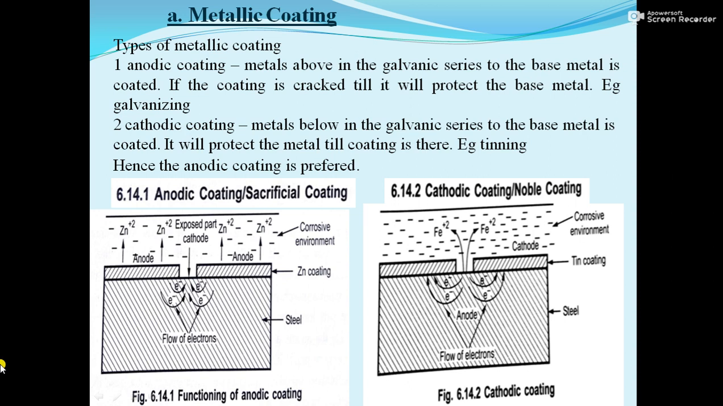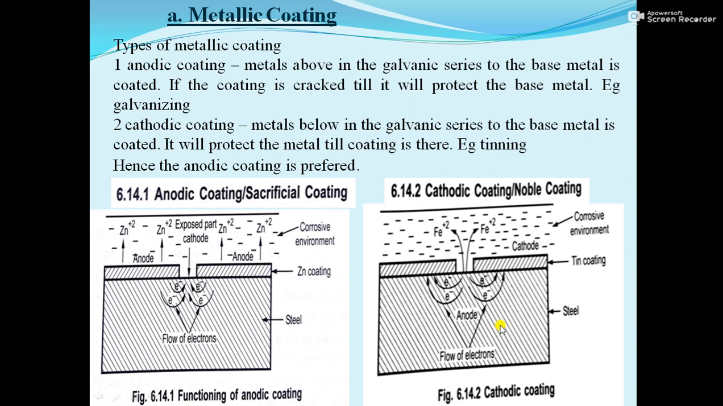Now the metallic coating. The metallic coating is of two kinds: anodic coating and cathodic coating. What is anodic coating? When the base metal is less reactive as compared to the coating metal, then it is called anodic coating. Suppose steel is coated with zinc; as the reactivity of zinc is more, it is called anodic coating.